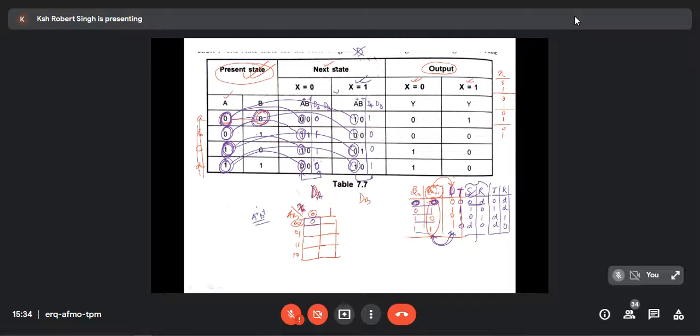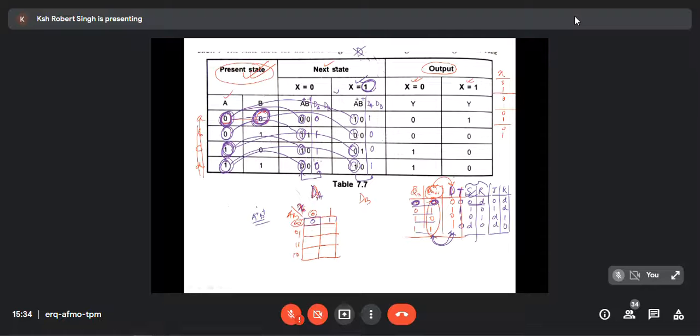No, I don't think so. A and B is 0, 0. Yes, A and B is 0, 0. A is 0, B is 0, and X is 1. X is 1 means this one. So DA is 1. DA is 1. When A is 0, B is 0, X is 0, it is 0. Yes, correct. What you observe is correct.